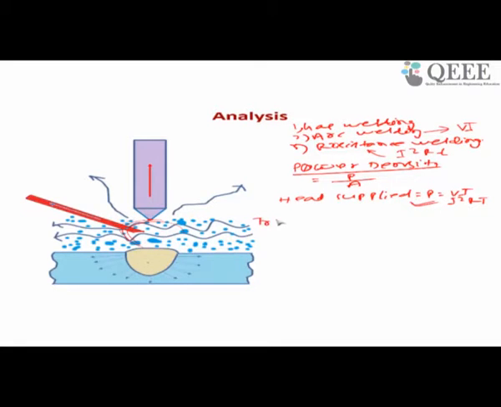So transfer efficiency equals output by input. Any efficiency is nothing but output by input. Here, what is your input? The heat available at the electrode tip, the heat supplied. The output is the heat available for welding. So efficiency equals heat available for welding divided by heat available at the tip. That is your transfer efficiency.